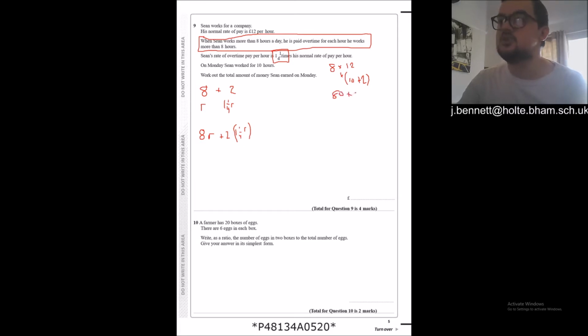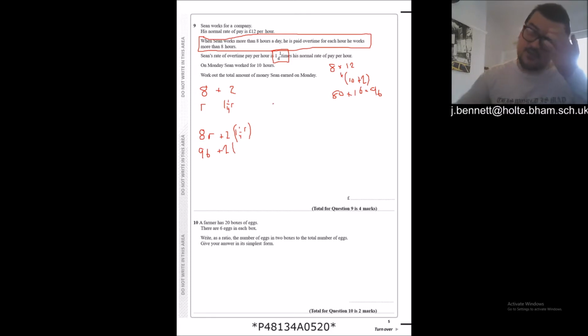Plus 8 times 2 is 16. This becomes 96. So he gets £96 for his first 8 hours. And then he gets 2 lots of 1.25 times his normal rate of pay. Let's work out what 1.25 times his regular rate of pay is.